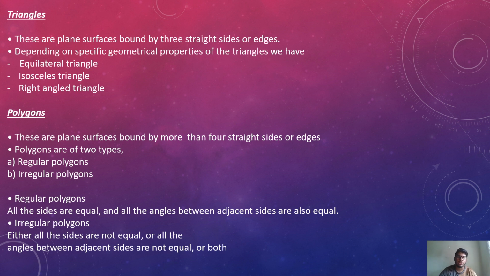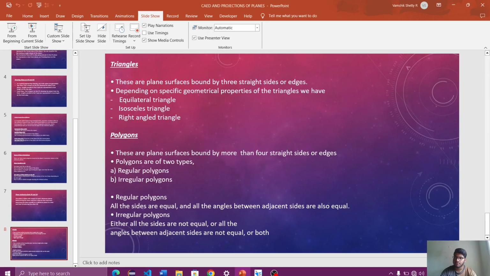The next is polygons. These are plane surfaces bounded by more than four straight sides or edges. Polygons are of two types, regular polygons and irregular polygons. Regular polygons: all the sides are equal and all the angles between adjacent sides are also equal. Next, irregular polygons: either all the sides are not equal or all the angles between the adjacent sides are not equal, or both. Next, we are going to take an example.